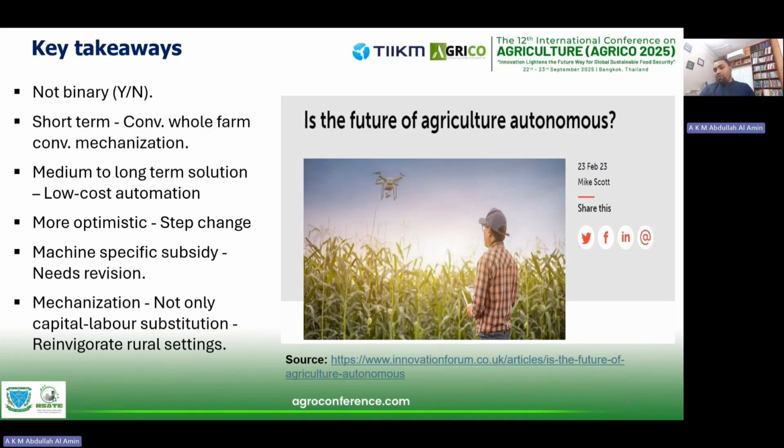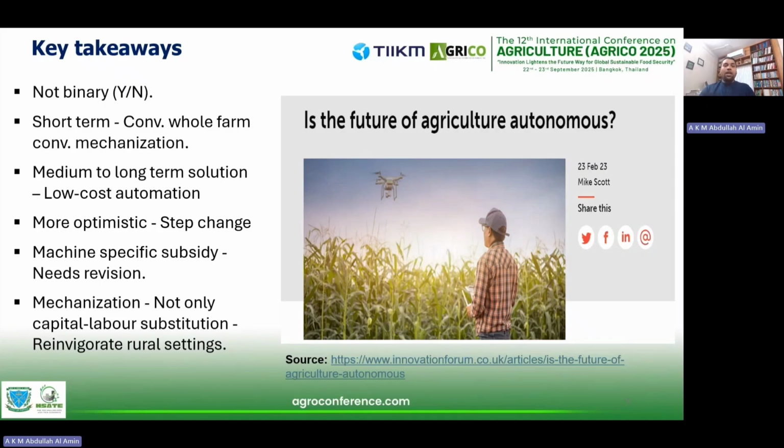When we talk about mechanization transformation, we need to be more optimistic. In that case, it's not step-by-step changes. It should be a step change. We could think of whole farm mechanization instead of going one by one as a mechanized operation. Because with the existing scenario, 2022-23 data, we found that whole farm mechanization is the low-hanging fruit for Bangladesh, followed by autonomous machines. So the policy and action plan need to be very optimistic considering the scenarios.